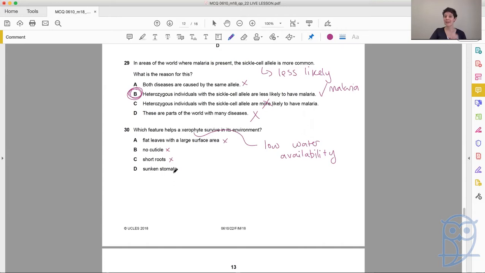Sunken stomata. Now we're talking. Because if we sink our stomata into the leaves, then we can trap that nice moist air outside the stomata and we can decrease that water potential gradient. So we're decreasing the diffusion of our water vapor from inside to outside. So sunken stomata, definitely a feature of a xerophyte.